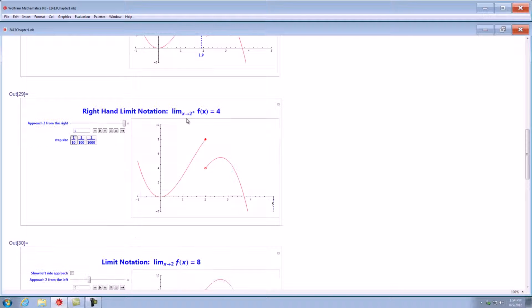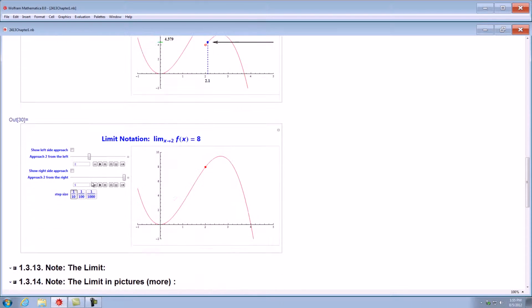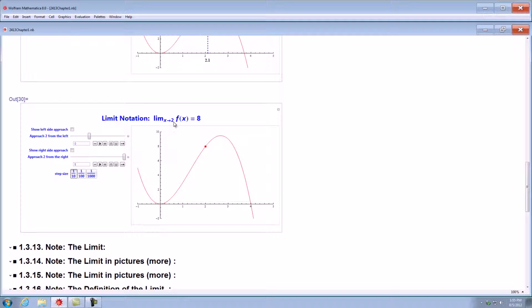Right-hand limit notation. Now let's do the same function approaching 2 from the right, so that means that we are going to be coming in from this side. That limit is 4 because we're approaching a y value of 4. Now if I don't put left and right, a negative or a plus, and I just leave it like just 2, then that means you have to look from the left and the right, and you can see that from the left this one approaches 8, and from the right this one also approaches 8.